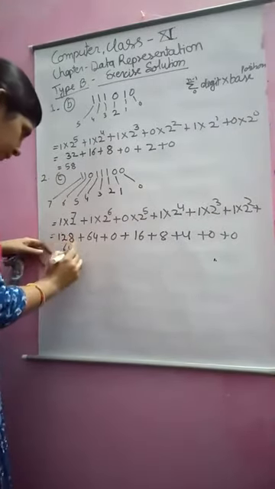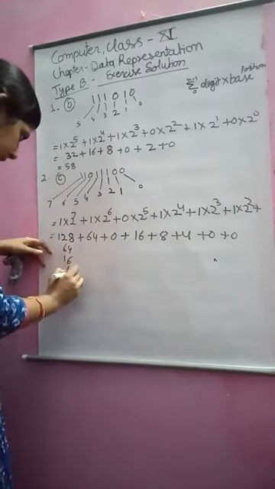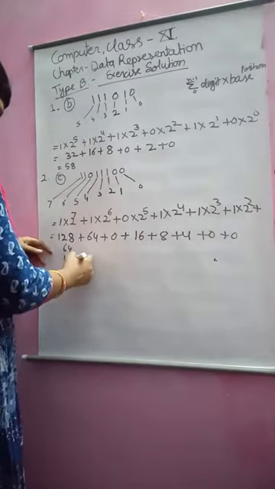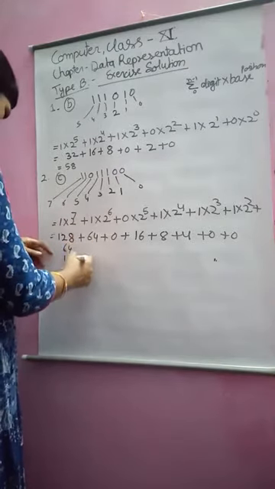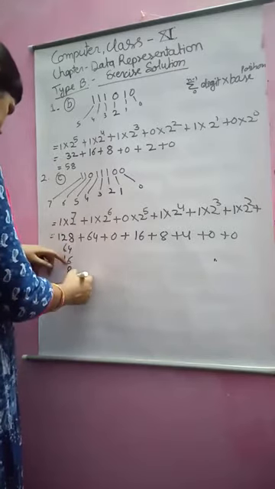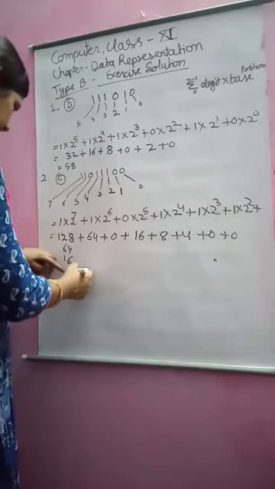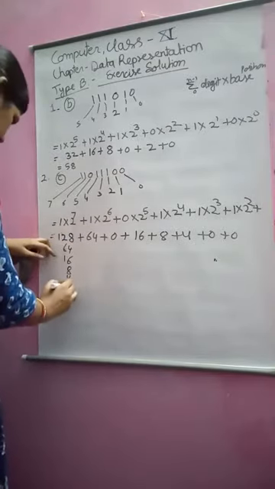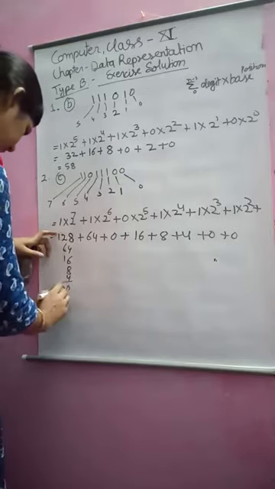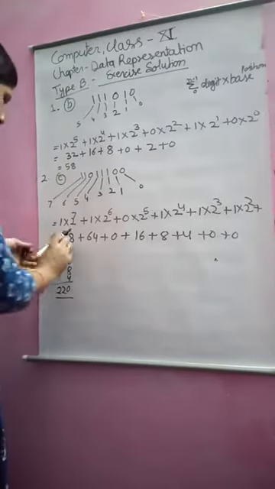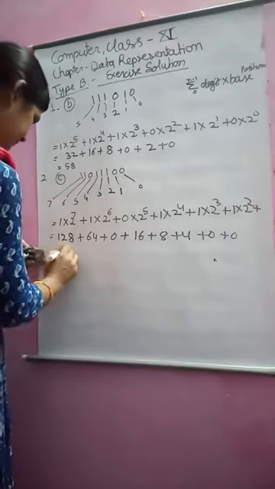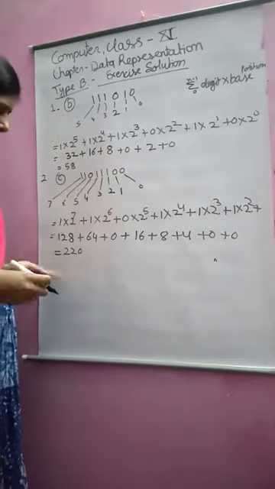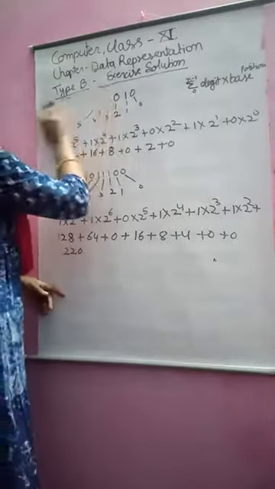128 plus 64 plus 16 plus 8 plus 4. 10, 18, 18 plus 4, 22 plus 8, 30. It's 220. Binary to decimal, 220. Now question number 3.